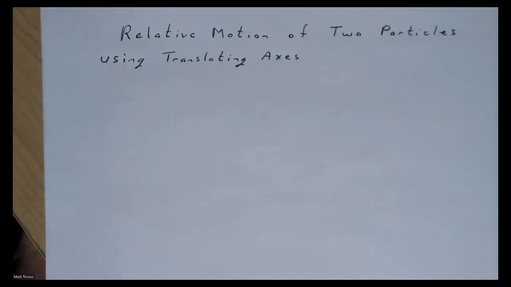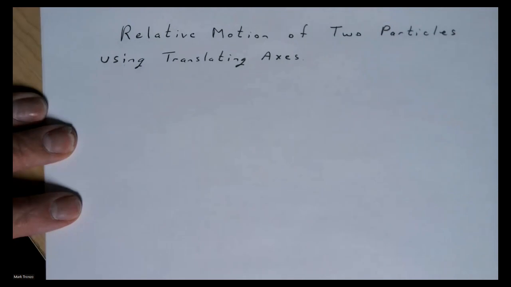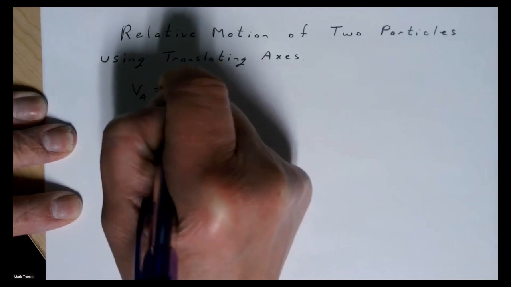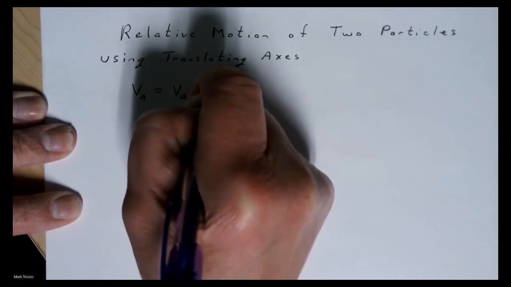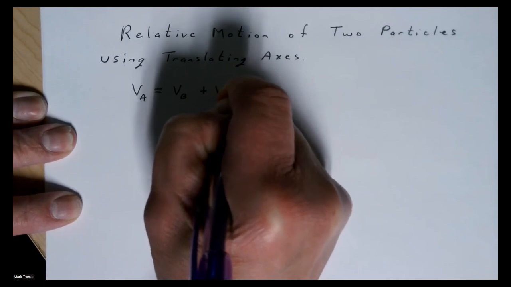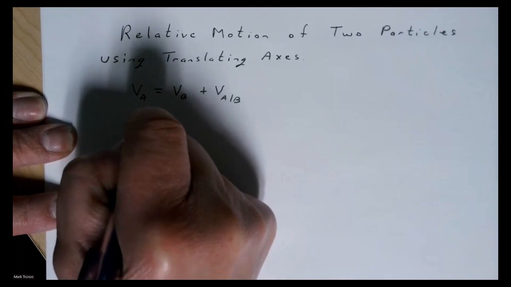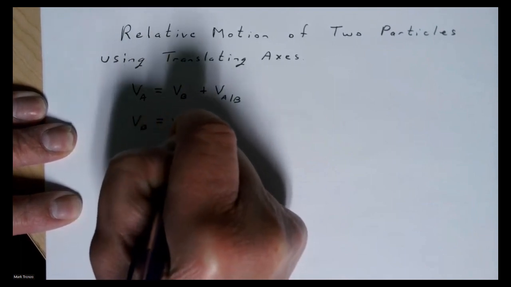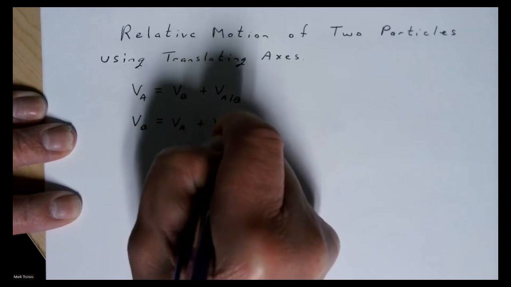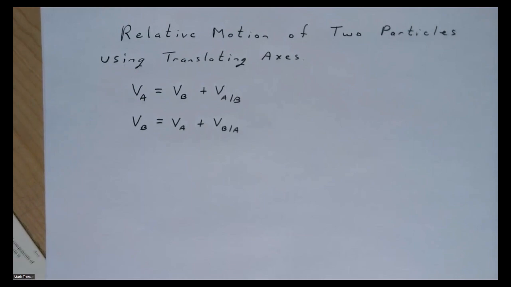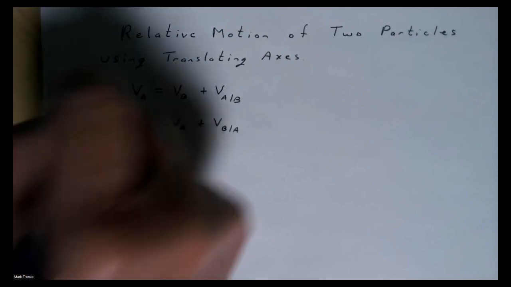We're going to review relative motion of two particles using translating axes. For this, we're going to use the equations velocity of A equals velocity of B plus the velocity of A with respect to B. We're also going to use the velocity of B equals the velocity of A plus the velocity of B with respect to A.